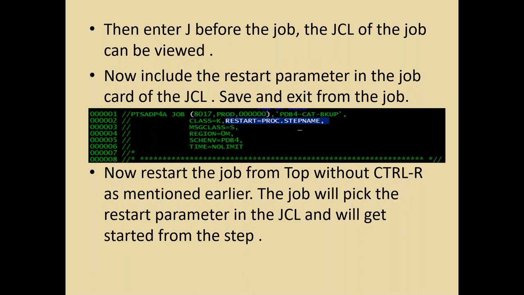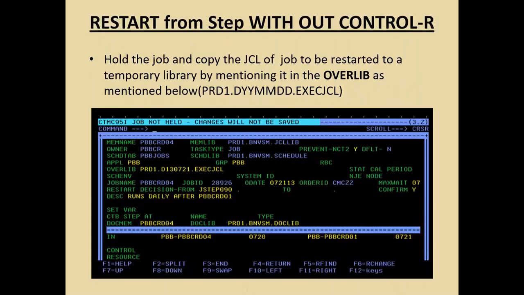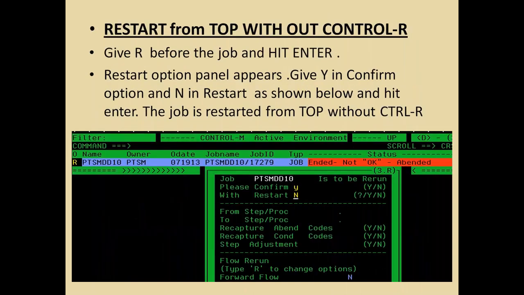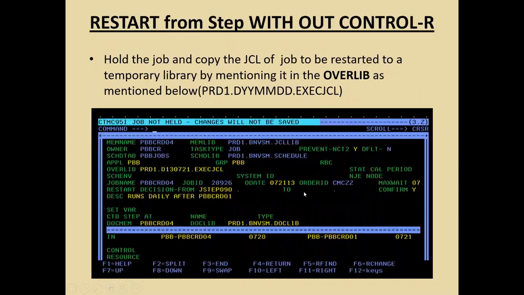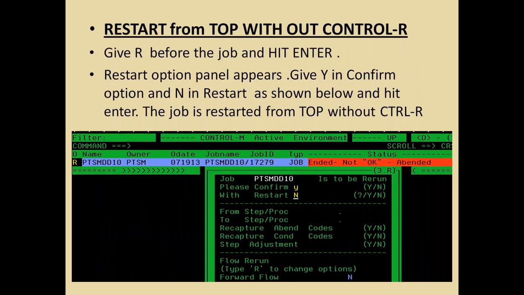So now restart the job from top without controller as mentioned earlier. The job will pick the restart parameter in JCL and will start from the step. See, after giving this restart parameter here, what you can do is, you use this option, restart from top, that is Y comma N. Whenever you are giving any job card restart, in Control M, you are always restarting it from top, Y comma N.